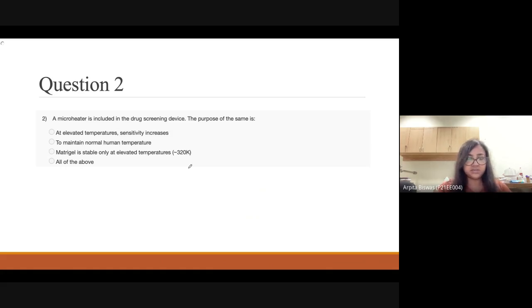So, what is the right answer? Yes, the right answer is option B, to maintain the normal human temperature. The normal human temperature is 37 degrees centigrade. To maintain this temperature, a microheater is included in the drug screening device.